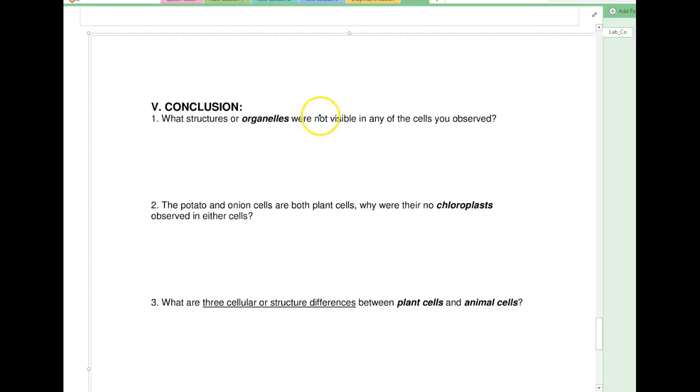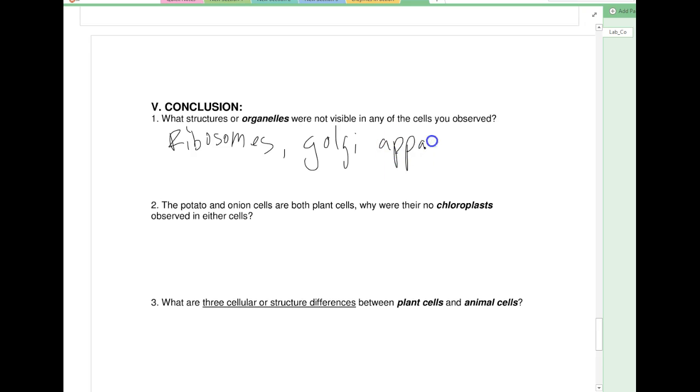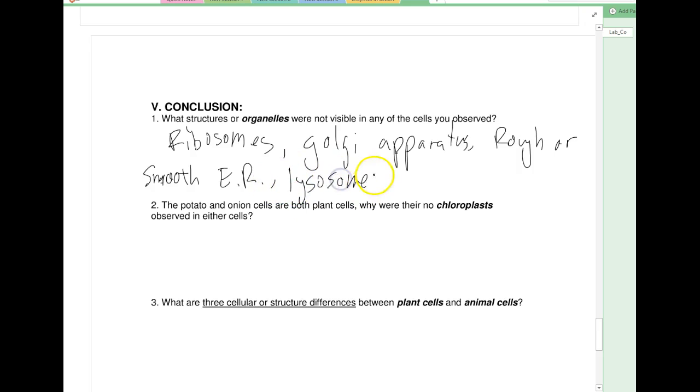What structures were not visible in any of the cells that you observed? Anybody see any ribosomes? They're probably too small. I didn't see any Golgi apparatus. Rough or smooth ER. Any lysosomes? Those structures were not visible. They weren't stained to be visible. They're very transparent. Why were there no chloroplasts in the potato cells or the onion cells?